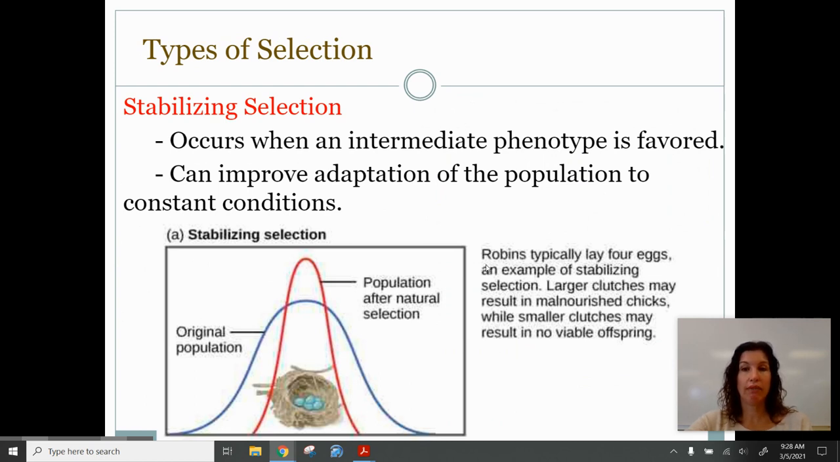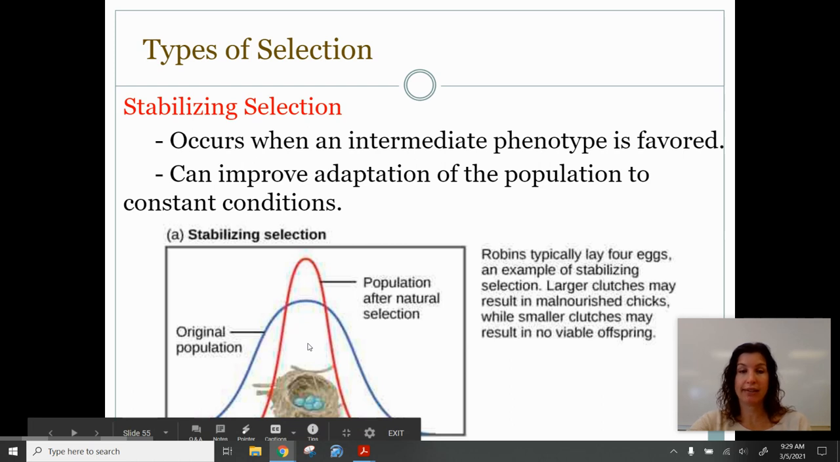Stabilizing is when the intermediate phenotype is favored. A stabilizing selection example is with birds laying eggs. Robins typically lay 4 eggs. Larger clutches, that's just what they call the amount of eggs, may result in malnourished chicks, right? If there's too many chicks, the mama bird can't feed them all. Smaller clutches may result in no viable offspring. If there's not enough eggs, those may not mature and develop into adult birds. So after natural selection, this very close range of about 4 eggs happens.